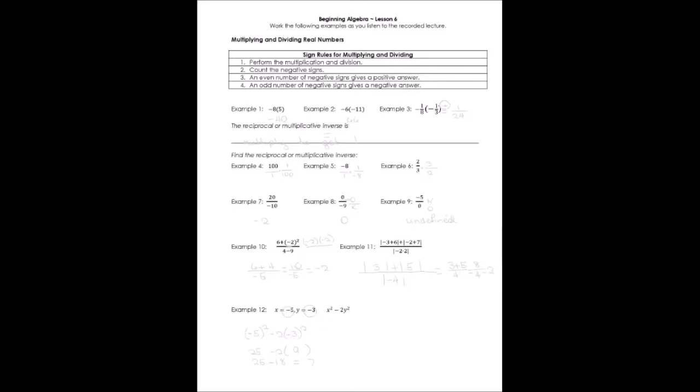For example, number 1, we have a negative 8 times a positive 5. Well, we have one negative, which is an odd number of negatives, negative answer. 8 times 5 is 40. It would be a negative 40.